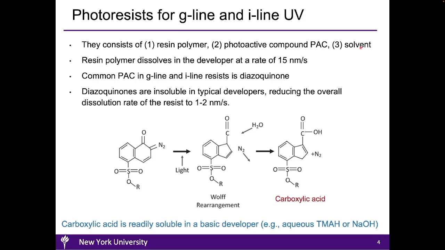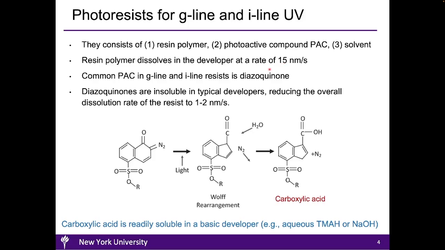Let's consider the G-line photoresist and examine the design of the resist for the photolithography process. The resin polymer is not light sensitive and dissolves quickly in a developer at a rate of about 15 nanometers per second. On the other hand, the role of the PAC, or photoactive compound, is to inhibit the dissolution of the resist material in a developer.